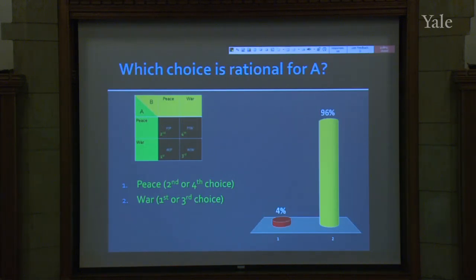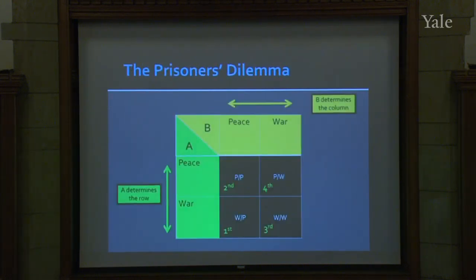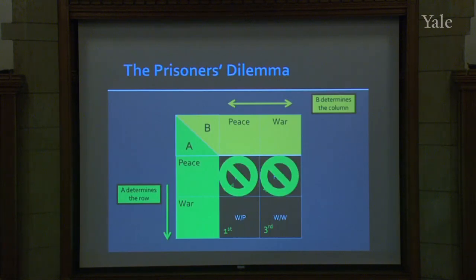But 96% of the answers brought out what is inherently the structure of this situation, namely that given a choice between peace, where A will get her second or fourth choice, and war, where she'll get her first or third, the obvious thing for A to do is to choose the lower row. So now we have A's decision made. What is rational for A to do is to choose the lower row.